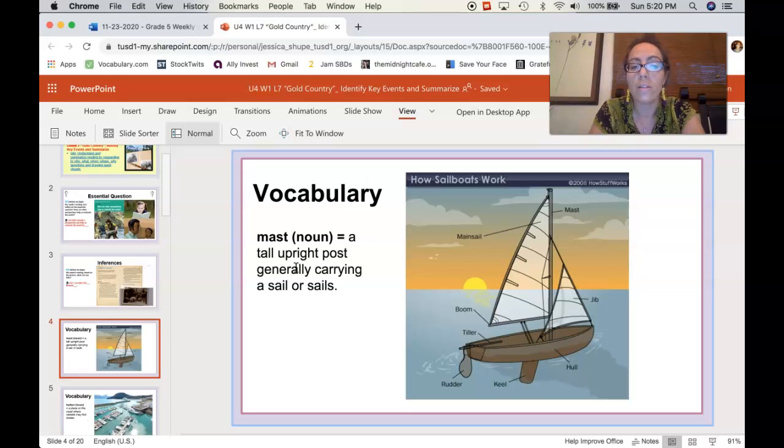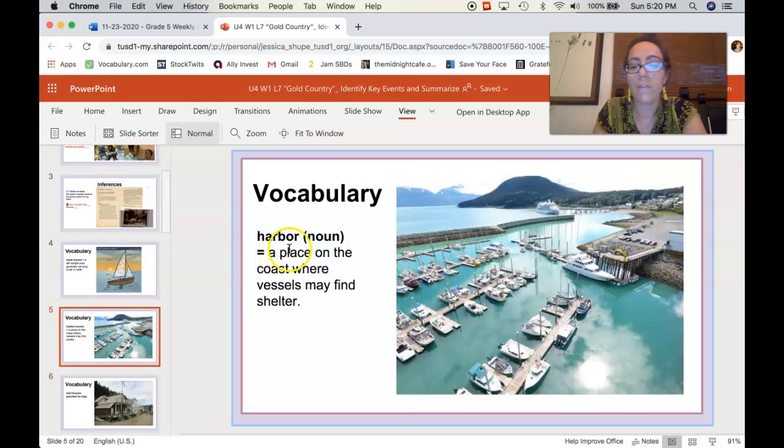So before we read, there's a little bit of words that we need to discuss. The first is mast, which we can see is a noun because it's coded, highlighted in black, which is a tall upright post generally carrying a sail or sails. So here in the illustration, which is a picture or drawing, we can see the mast is this tall post that holds the sails.